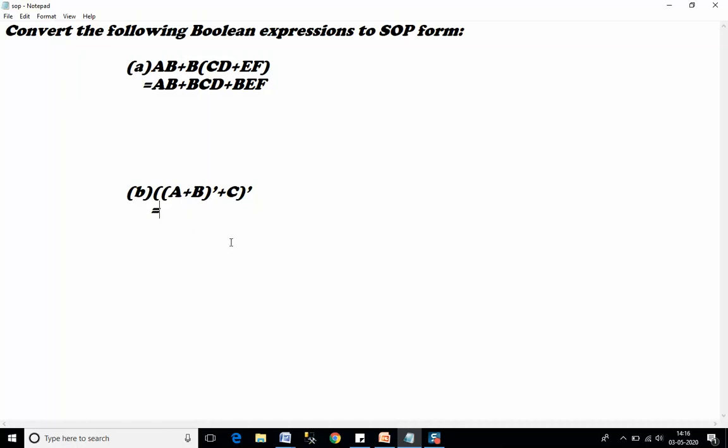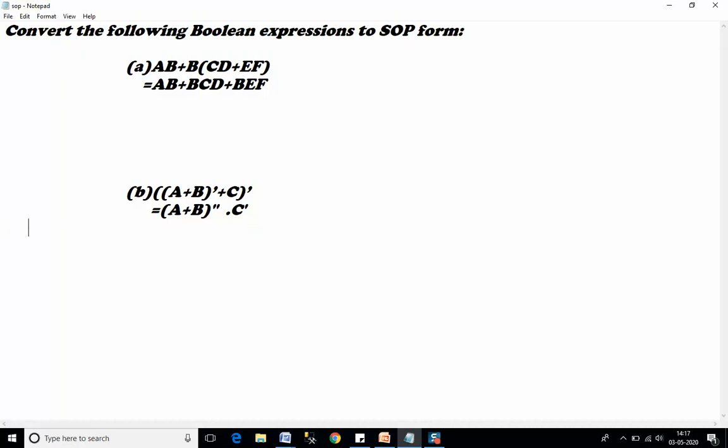So if in this expression we take A or B as a single term, then we can just write it as A or B whole complement, it has a complement, then another complement after applying De Morgan's theorem. Then we have and C complement.